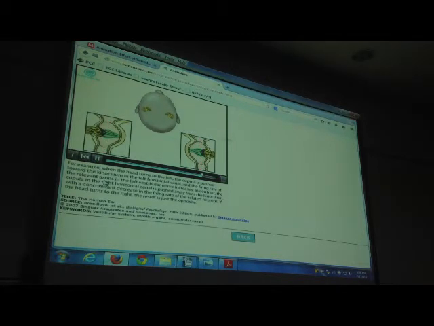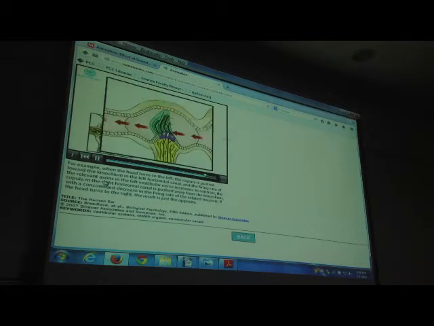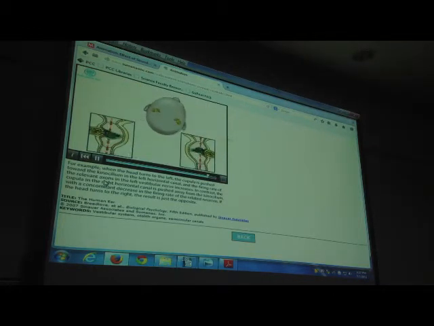For example, when the head turns to the left, the cupula is pushed toward the kinocilium in the left horizontal canal, and the firing rate of the relevant axons in the left vestibular nerve increases. In contrast, the cupula in the right horizontal canal is pushed away from the kinocilium, with a concomitant decrease in the firing rate of the related neurons. If the head turns to the right, the result is just the opposite.